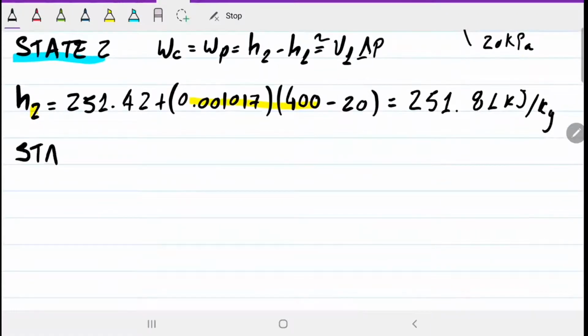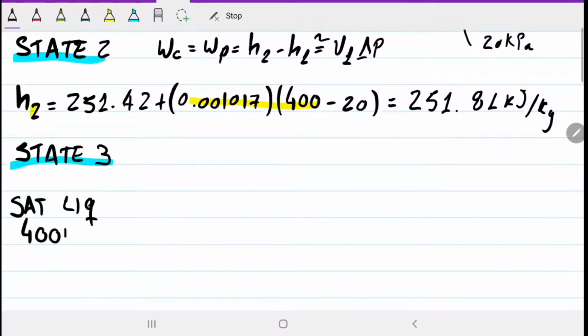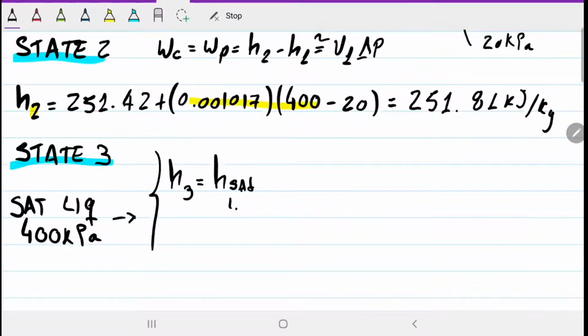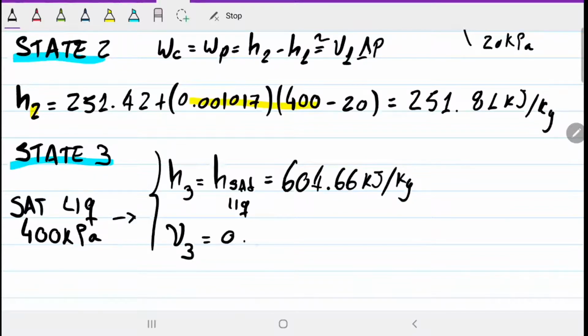State 3, and state 3 is going to be exactly the same process as state 1 and 2, because state 3 is also defined. It's a saturated liquid, and we know the pressure, that's 400 kilopascals. So in table A5, we just look for H3, which will be the same as H sat liquid. I have 604.66. And I'm also going to grab this one because I'm going to use it to find state 4. Okay, so it's literally the same process we just did.